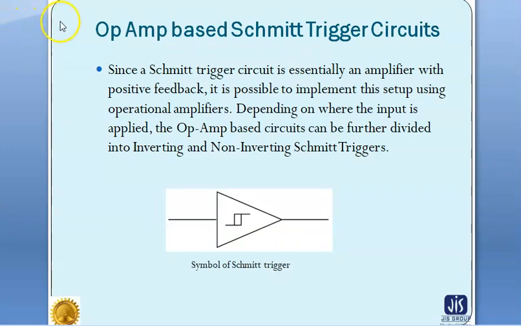Now the opamp based Schmitt trigger circuit. Since the Schmitt trigger circuit is essentially an amplifier with positive feedback, it is possible to implement this setup using an operational amplifier. As we know, an opamp has two inputs, that is inverting input and non-inverting input. So depending on where the input is applied, the opamp based Schmitt trigger is mainly of two types: one is the inverting Schmitt trigger and another one is the non-inverting Schmitt trigger.